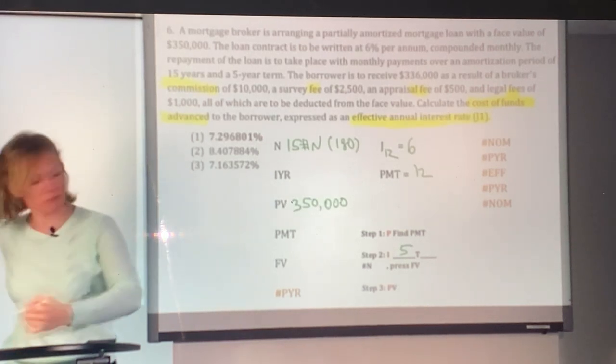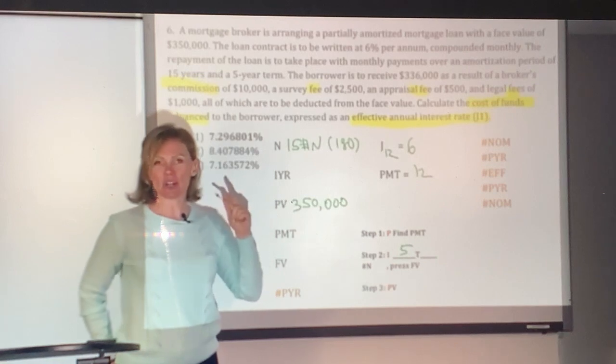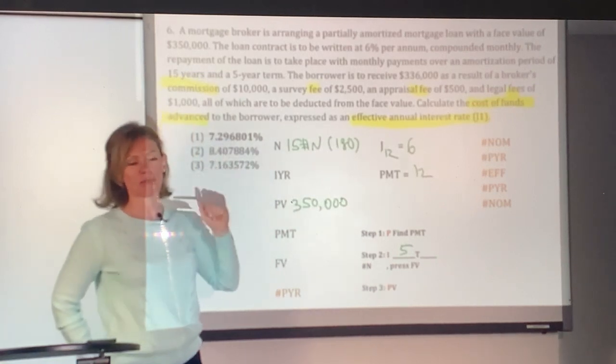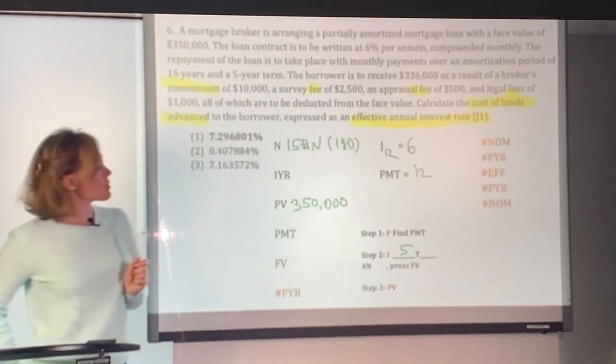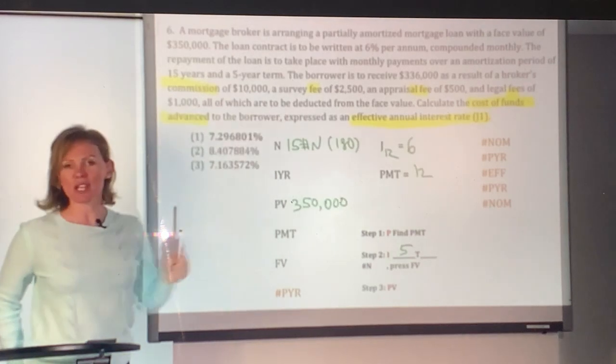So they're looking again for the J1. So when you find your IYR, when you find your percentage, then you have to make sure that you press shift effective to convert it to J1. Okay. So let's start with one step. Is that enough keywords for you to know that is a PP questions?